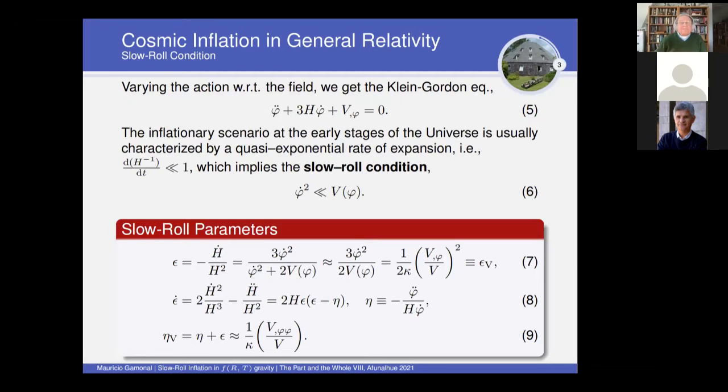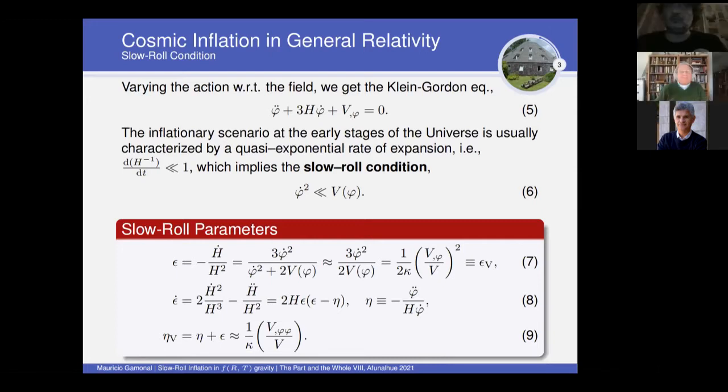In order to have inflation, we need to impose a condition. In order to have a quasi-exponential rate of expansion, we can take the derivative of the inverse of the Hubble parameter to be much less than 1. If that happens, we have the slow-roll condition. This is a well-known condition to have inflation. Basically, it says that the potential part is much more relevant than the kinetic terms. And using this condition, we can approximate some parameters and have an easier theory to work with.